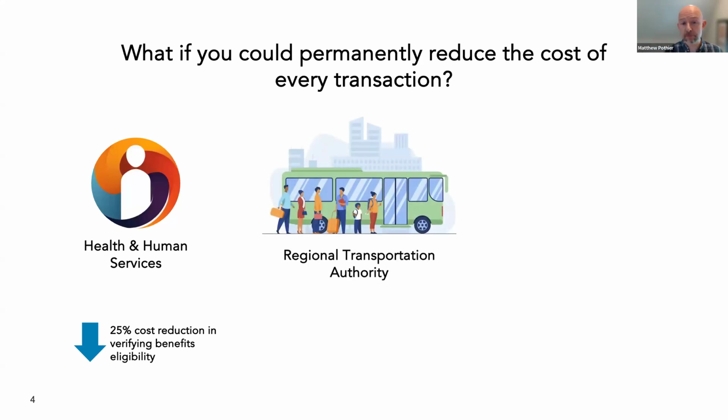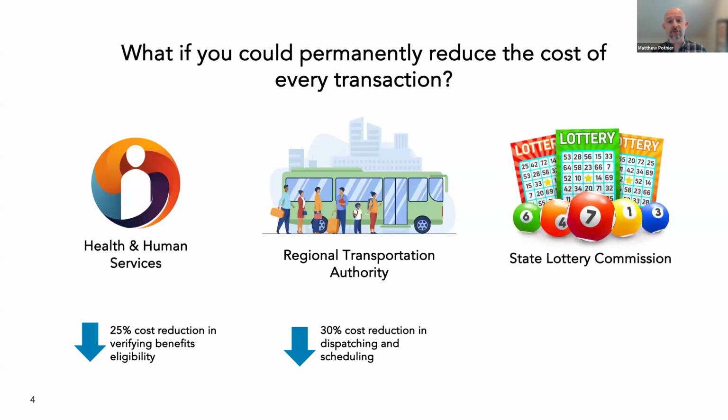What if you're a regional transportation authority? Imagine reducing operational costs by 30% through modernizing outdated dispatch and scheduling systems. So you could have a unified platform that could optimize routes based on real-time traffic patterns, ridership data, and vehicle availability. What that does is it maximizes efficiency and allows you to replace that with modern cloud infrastructure that scales with demand. And one more example here, imagine you're a state lottery commission, right?